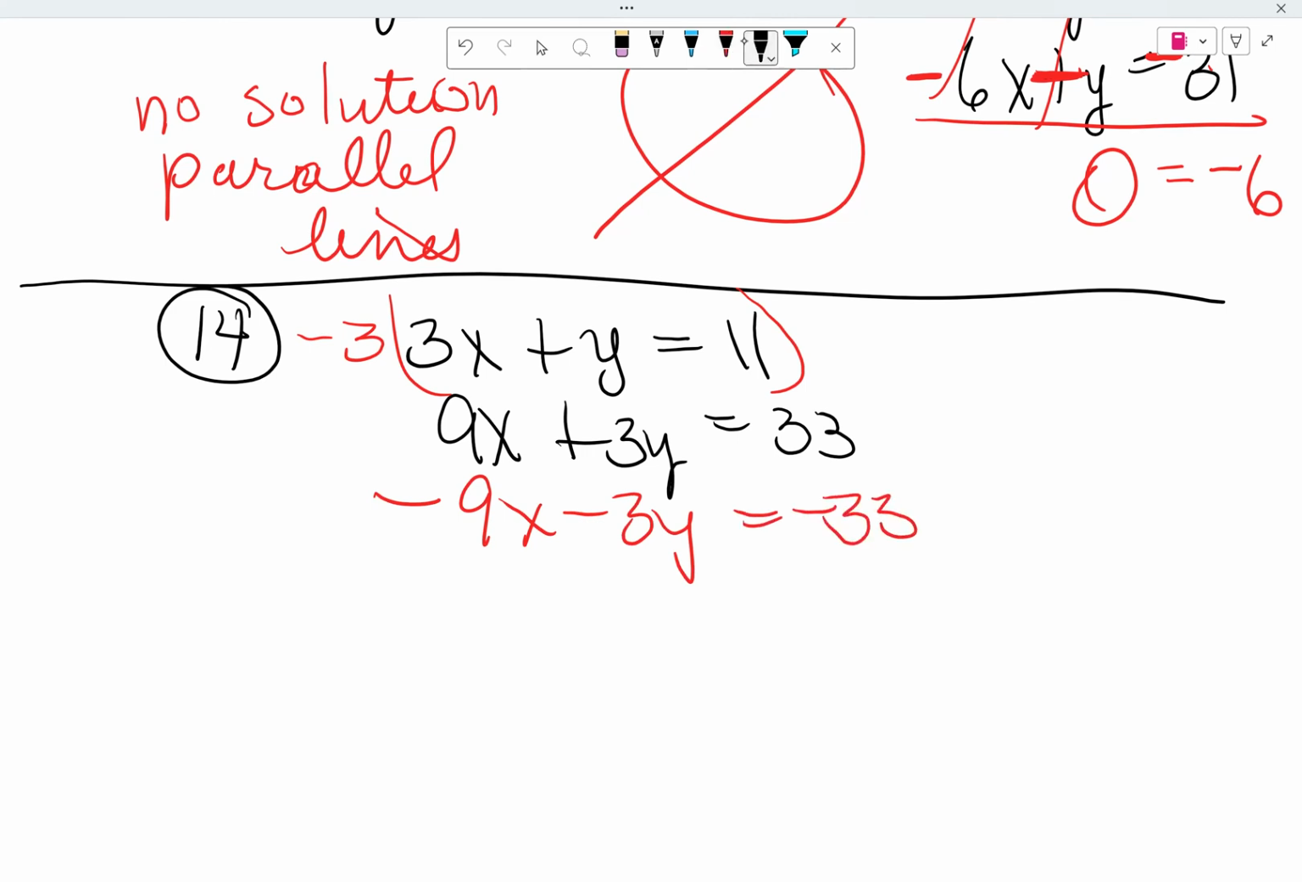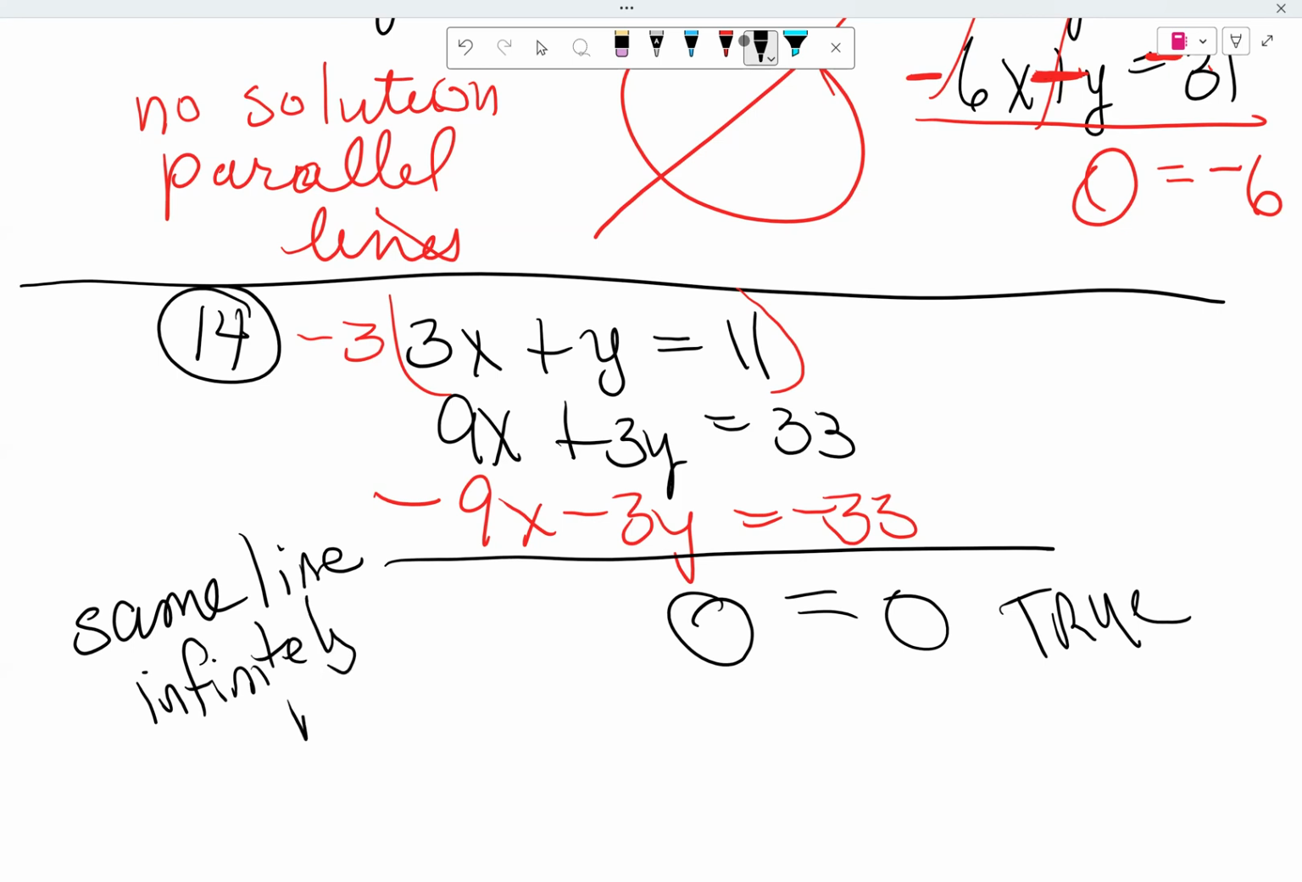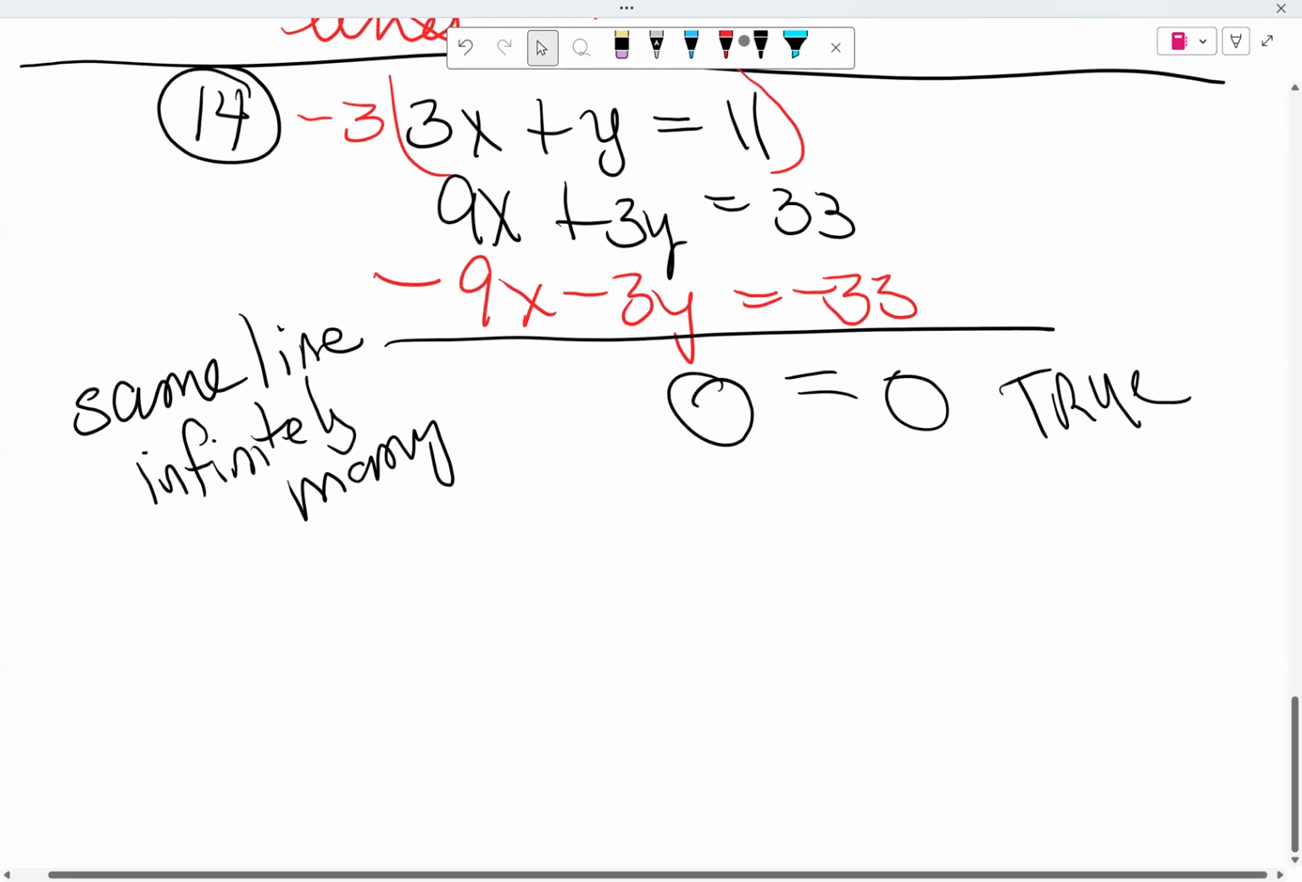And I want you to stop and listen. Is it not true that 0 equals 0? Is that a true statement? It is true. This is a true statement. So technically, in theory, this is the same line. This has infinitely many solutions. But apparently I'm writing like a psychopath. So infinitely many solutions.